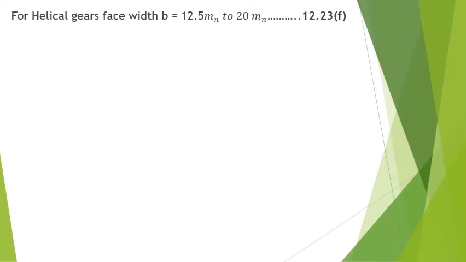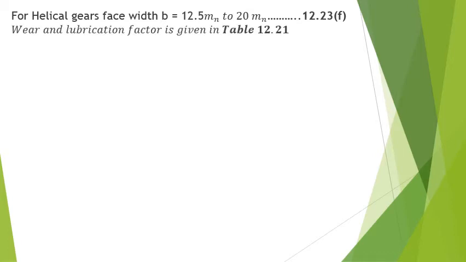Coming to the phase width, it is given by the equation B is equal to 12.5 Mn to 20 Mn, where Mn refers to the normal module. It's given by equation number 12.23F. So from this we can take, in between this range, the value of the phase width.